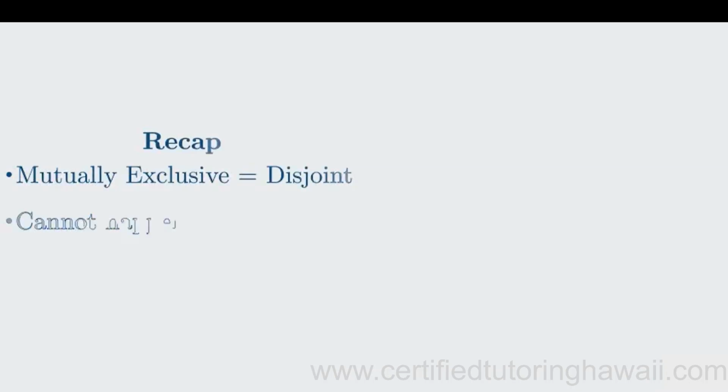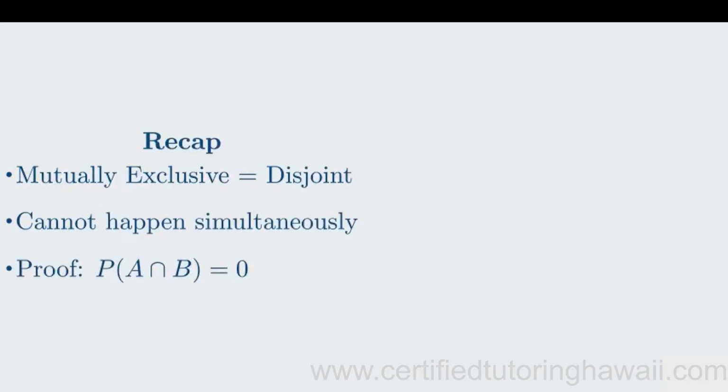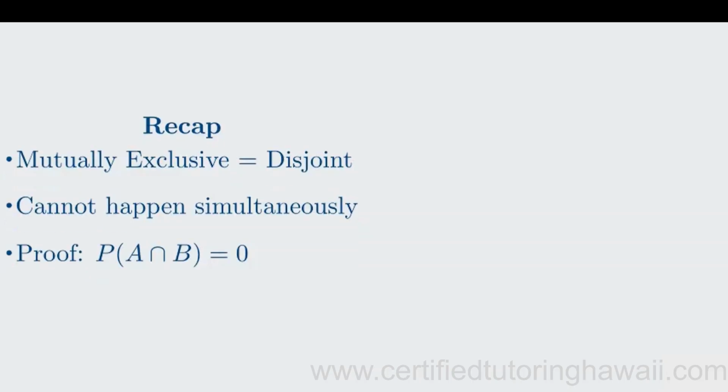To recap, mutually exclusive means disjoint. It means events cannot happen at once. The mathematical proof is showing that P of A intersection B equals 0. You've now met the objective of justifying mutually exclusive events using joint probability. Always remember, if there's no overlap, the probability is 0.